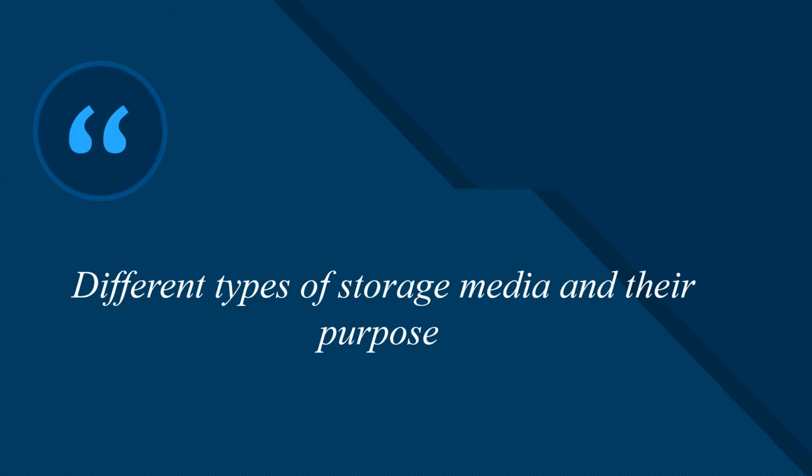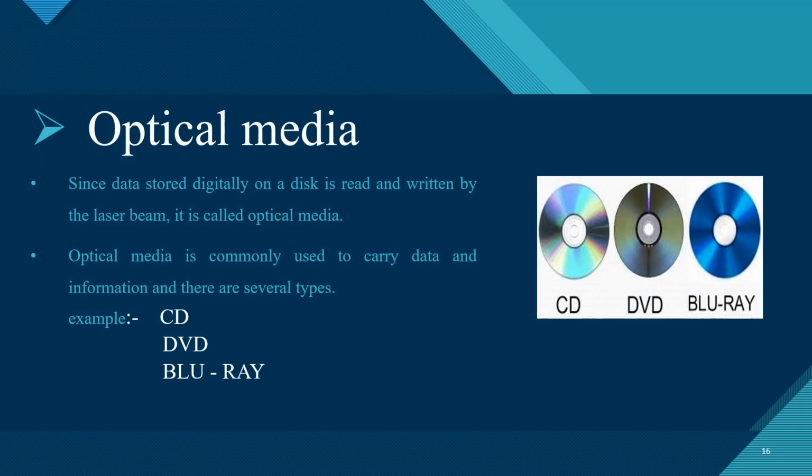Our next topic is different types of storage media and their purpose. There are three types of storage media, and the first one is optical media. Since data stored digitally on a disk is read and written by the laser beam, it is called optical media. Optical media is commonly used to carry data and information, and there are several types. For example, CD, DVD, Blu-ray.